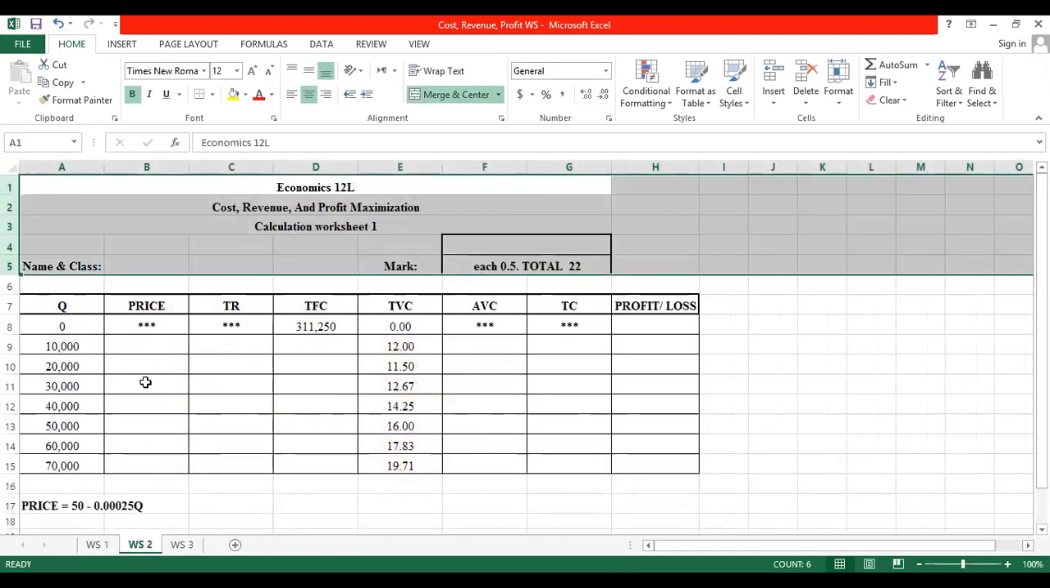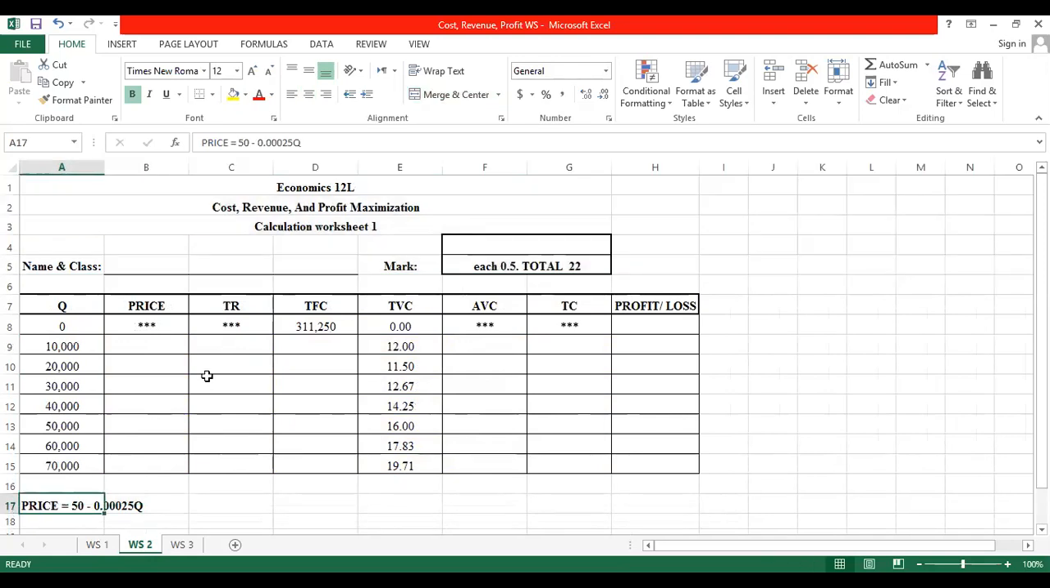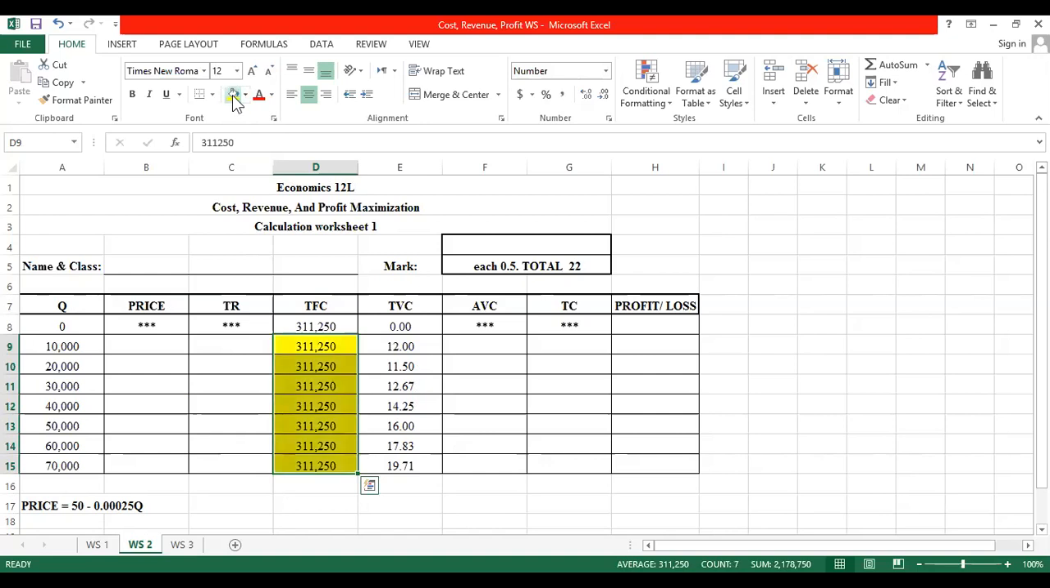Here, you need to find price. The formula is given to you here. You need to find total revenue. Total fixed cost is given to you already. Now, average variable cost, total cost, and profit or loss. To make it a little bit easier, as you remember, my total fixed cost is never changing. So I can easily copy, scroll it down, enter, and I'm getting my numbers. I highlighted yellow to see which ones I already calculated. And now I have here my price.